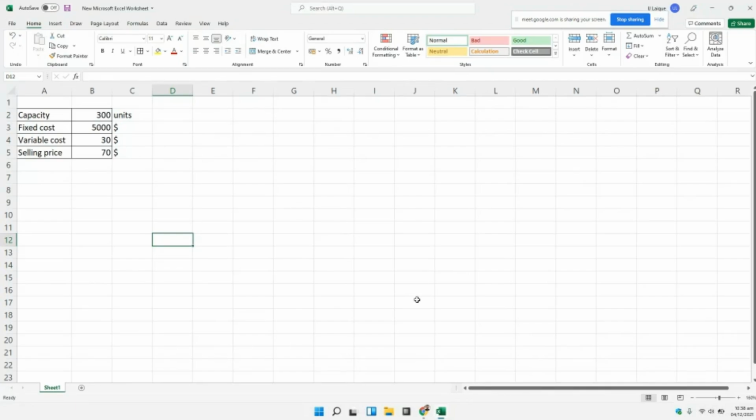And for this particular summary, I'm going to suppose some values, which is this is a manufacturing entity. And its capacity is 300 units. Its fixed cost is $5,000. The variable cost per unit is 30, and the selling price per unit is 70. So let's perform the CVP analysis.